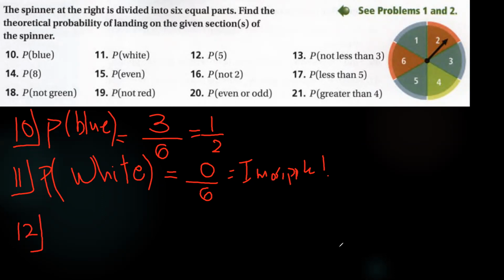Number 12. What is the probability of choosing number 5? How many 5 here? 1/6. Bravo. Only we have one 5. 1/6.